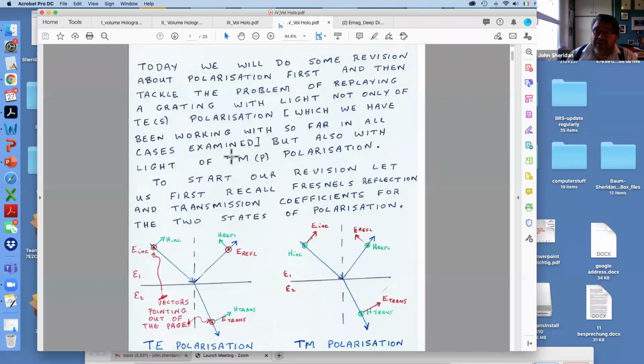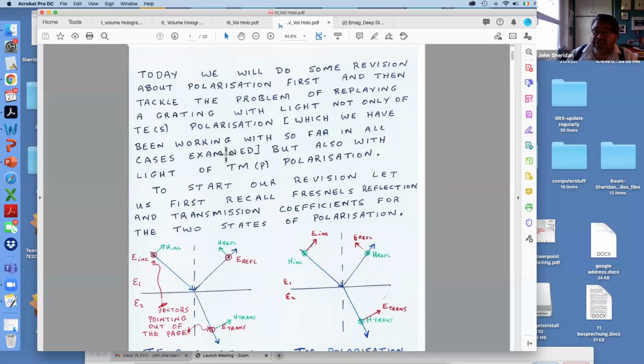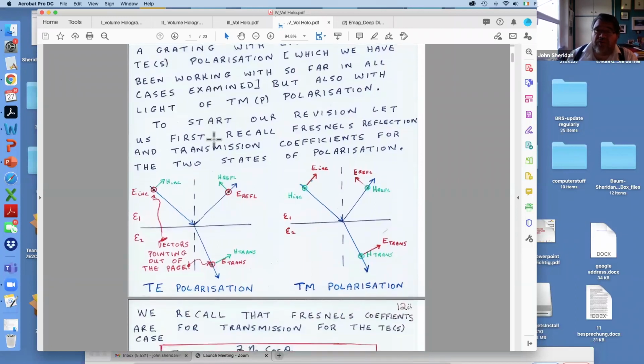And again, this is covered in Kogelnik, and I'm going to expand a little bit on Kogelnik, and it's also covered in Sims. Polarization is a pretty fundamental thing that we need to know about in relation to these gratings. Because there's an orientation here, we're going to have to talk about the orientation of the electric field with respect to the actual grating. Today we'll do some revision about polarization first, and then tackle the problem of replaying a grating with light, not only the polarization we've been looking at so far.